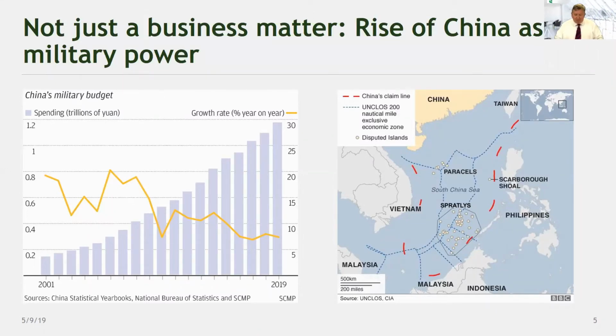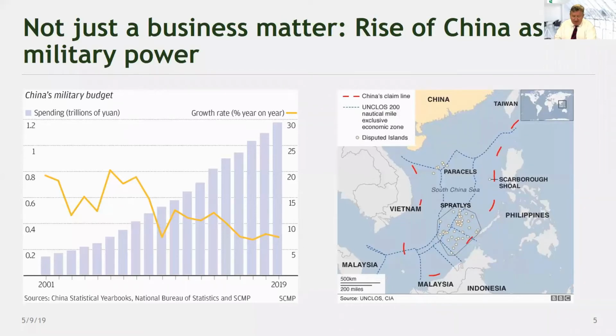Now, for the rest of us, why this matters is because so much of world trade passes through this particular region, and as a result, any conflict there would be extremely disruptive. So China has become not just a big economic power, but also a growing geopolitical power, and some say is testing the United States' primacy in the world economy.